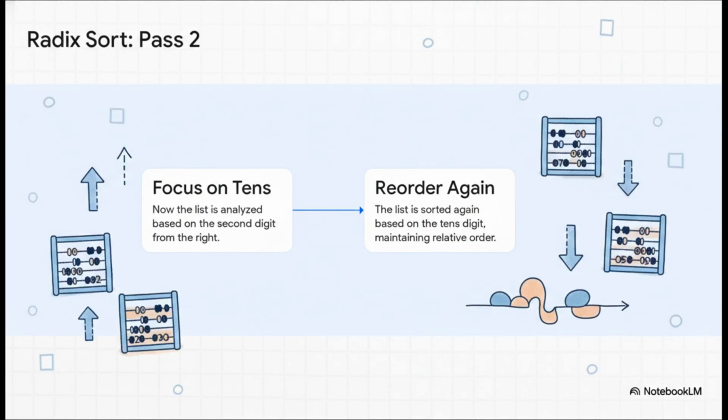Next up, we do the exact same thing but for the tens place, the second digit from the right. We take our newly ordered list and resort it again. Numbers like 802 and 2, which have a 0 in the tens place, move toward the front. Numbers like 170 and 75 move back because their tens digits are 7. We're just resorting the whole thing using only that second digit.